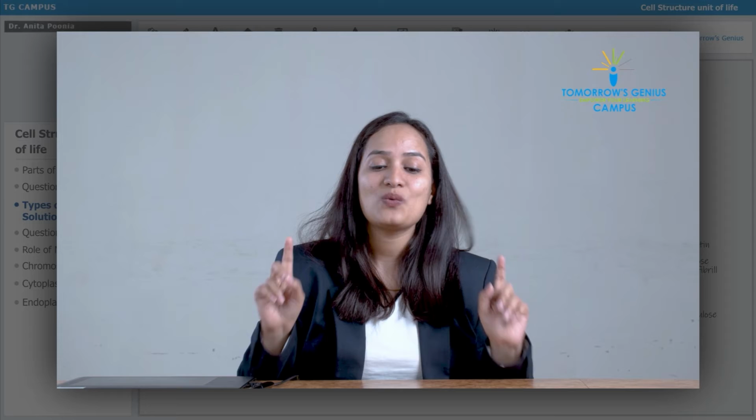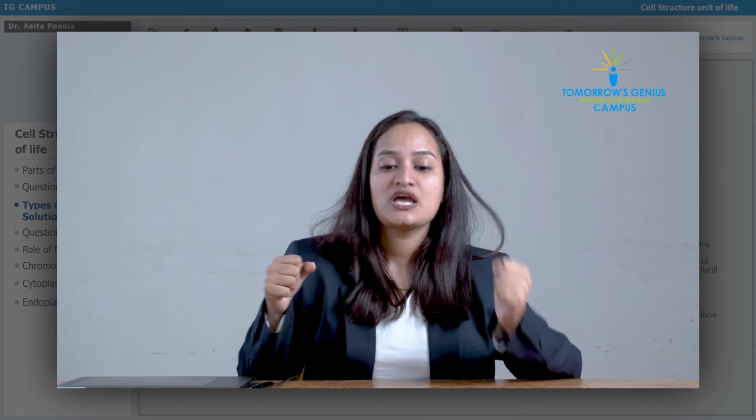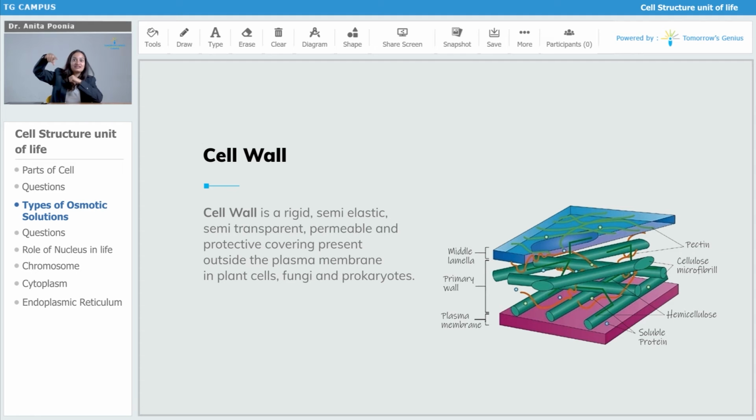So what is the cell wall? How is it? It's rigid, it's tough, it is semi-elastic. So, in a hypertonic solution, it can expand and not let the cell break. So it has this elasticity property, right? It is semi-transparent, it's translucent, right? It's not completely transparent. It's a protective covering that's present outside the plasma membrane. So of course you have the plasma membrane, and then outside the plasma membrane you have the cell wall, okay? It's predominantly found in plant cells, fungi and prokaryotes.